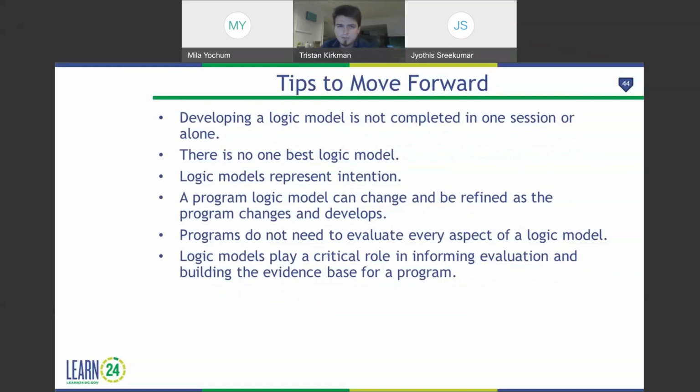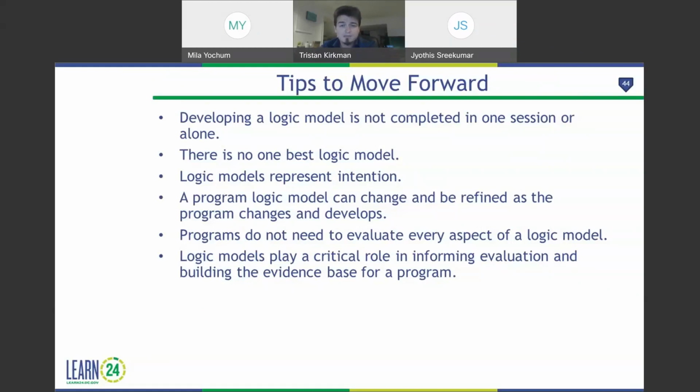So as we conclude today's presentation, there's a few things that we'd like to highlight to keep in mind as you work to develop and use your own program logic model. Developing a logic model is not completed in one session or by yourself. It's with a lot of people involved. There is no one best logic model. There are lots that can work.